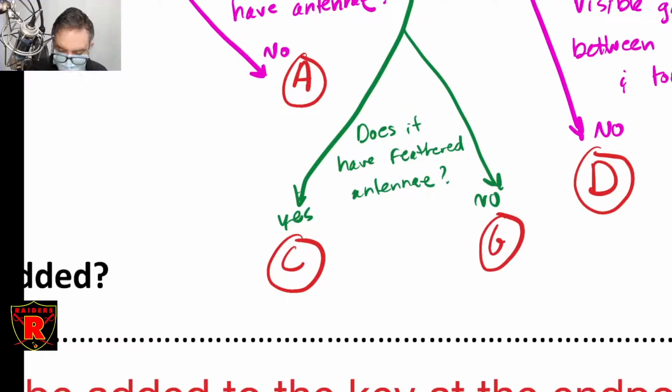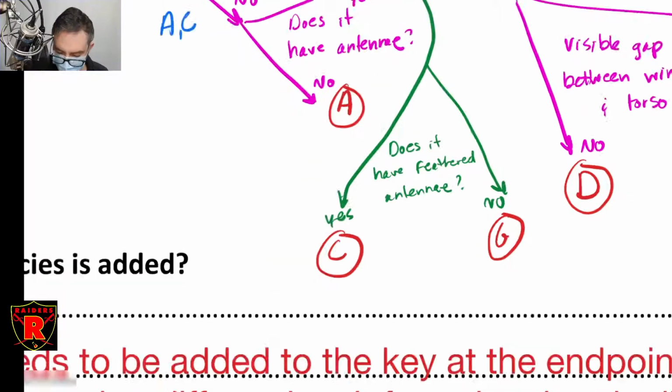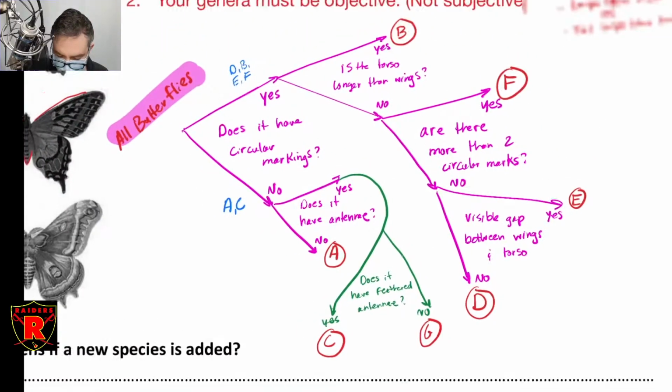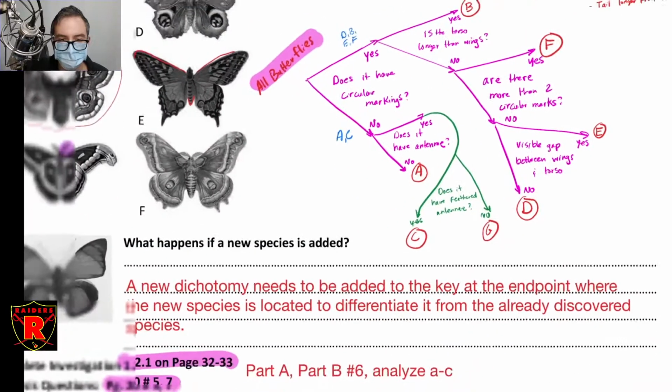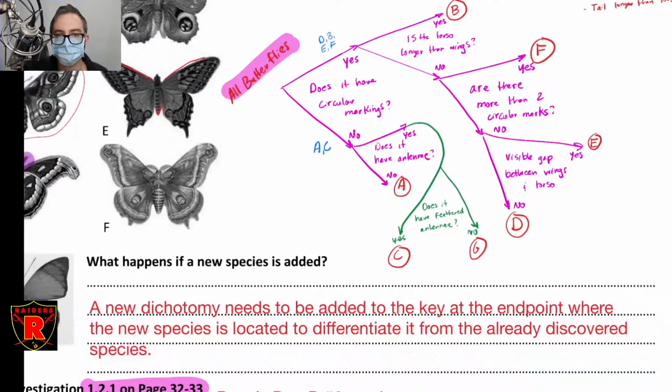Okay, now we've added another species to our dichotomous key, and we can further differentiate and figure out what a specific species would be. Okay, and Mohammed, that one works too, for sure. Okay, and that's just what I wrote down here. You've got to add an additional dichotomy.